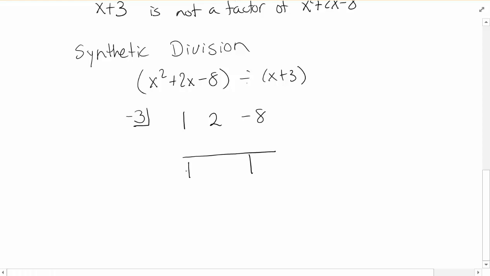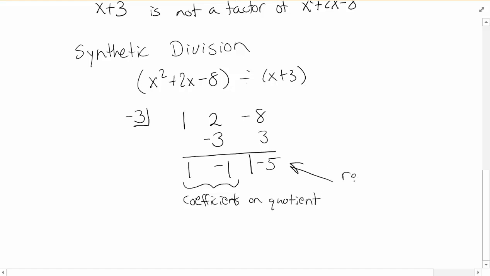Okay, so I'm going to drop down the 1, put it there. I'm going to multiply by the thing in the box, so 1 times a negative 3 is a negative 3, so I'll put that up here. Add the column, 2 plus a negative 3 is a negative 1. Multiply by the thing in the box, so negative 1 times a negative 3 is a positive 3. Write that over here. Add the column, a negative 8 plus 3 gives me negative 5. So what this does is these over here are going to be the coefficients on the quotient. And then on the right-hand side here, this negative 5, that's my remainder.